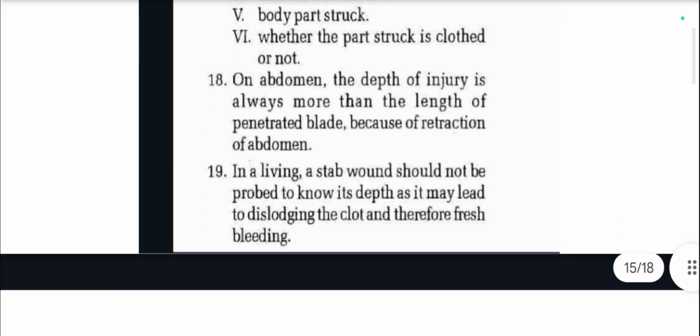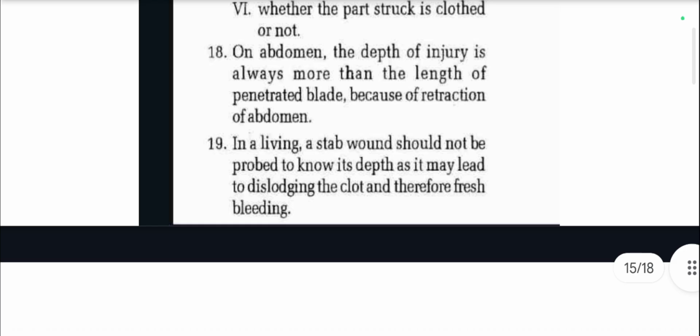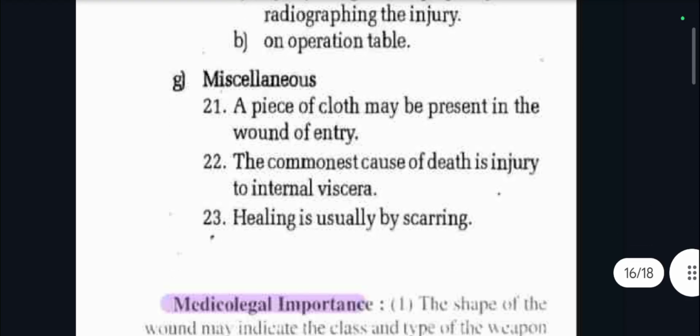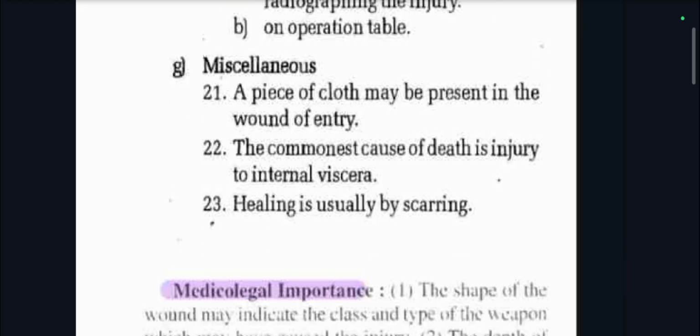On abdomen, the depth of injury is always more than the length of the penetrated blade because of retraction of abdomen. In a living, a stab wound should not be probed to know its depth as it may lead to dislodging the clot and therefore fresh bleeding may occur. So what they are trying to say is there should be no attempt of knowing the depth of the injury, because it may lead to fresh bleeding in a living person. Depth of the wound in a living can be known by injecting a radio-opaque dye and radiographing the injury or on the operation table.